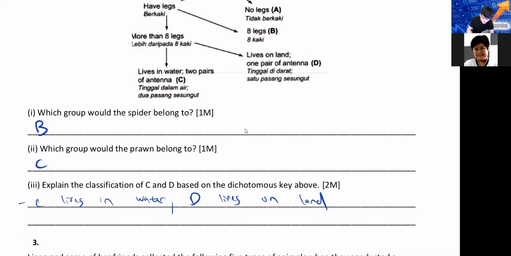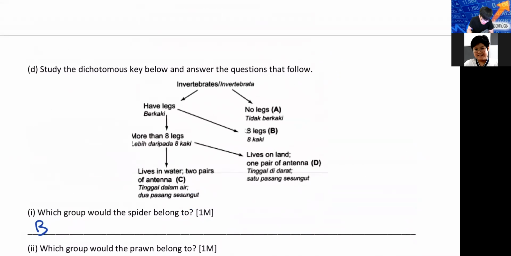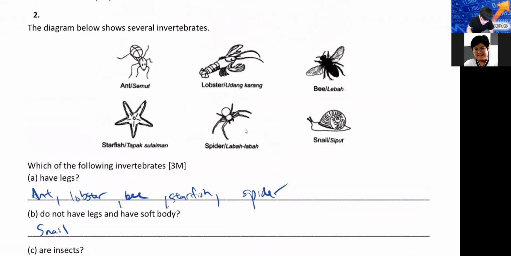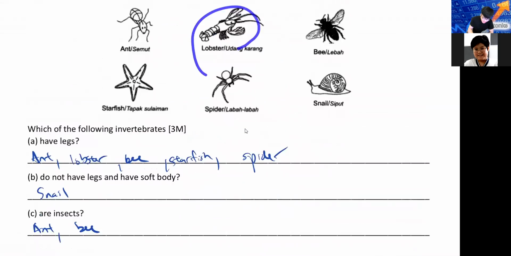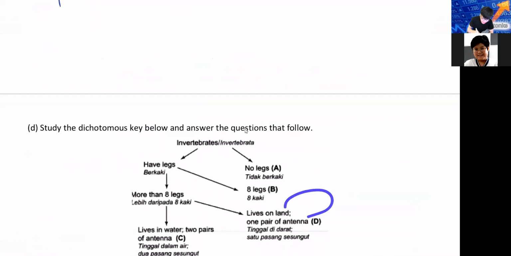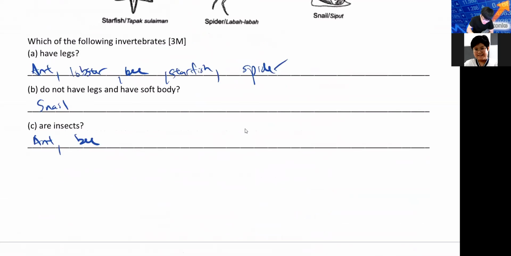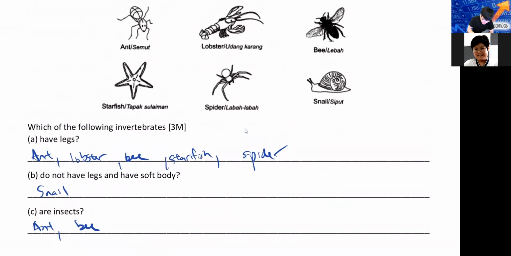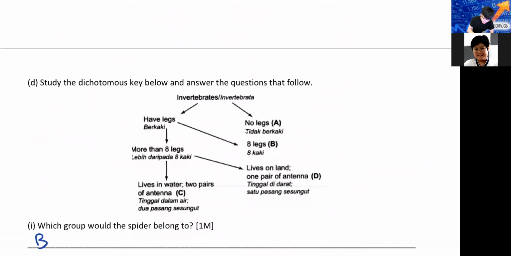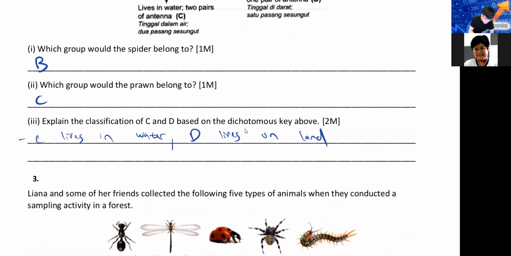Okay, so give an example. So who is the one? C is your prawn just now. Okay, you can even say lobster. And then who is D? D is gonna be your centipede. It's not in the question, but you can say that. So C is prawn.